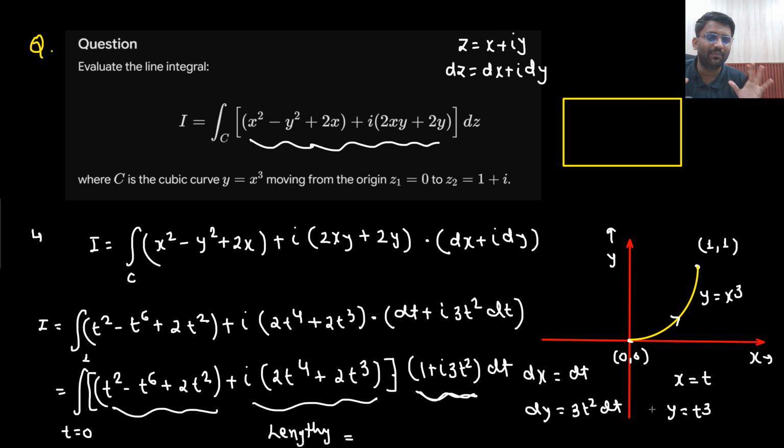So sir, my problem will be solved. I will be happy, right? So let's see if your f of z is analytic or not. What is f of z? f of z is u plus iota v.